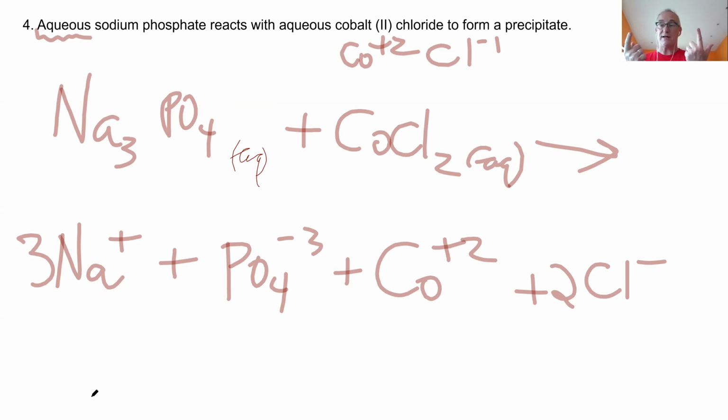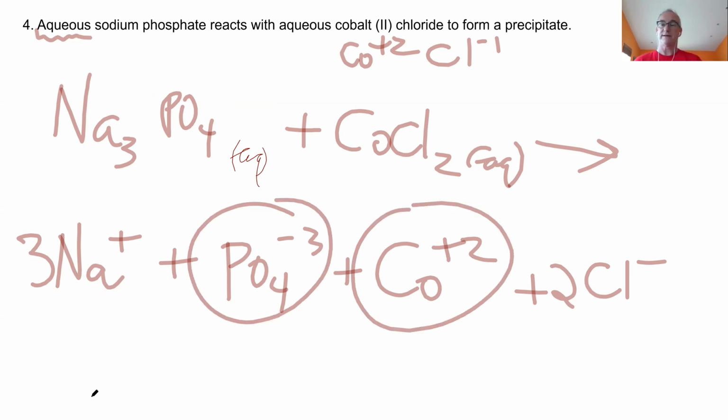We make sodium chloride solutions all the time, so that's super, super soluble. What's the only thing left that could precipitate? Cobalt phosphate. Yeah, the only two left that could possibly precipitate are my phosphate and my cobalt.